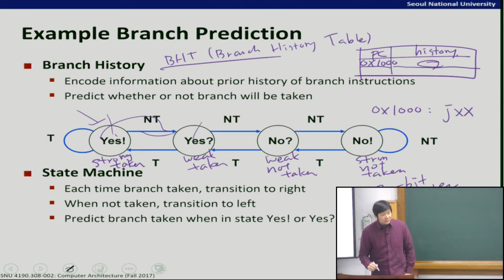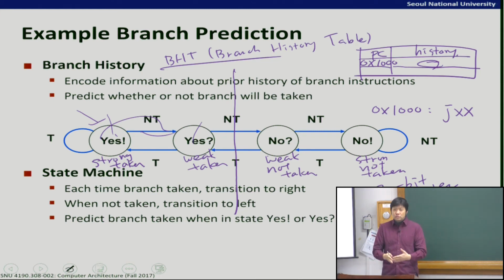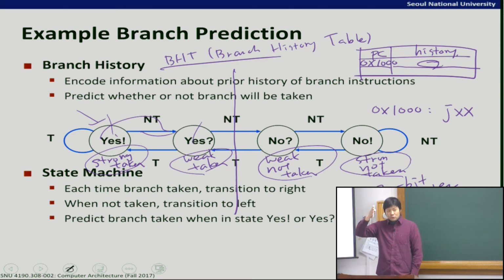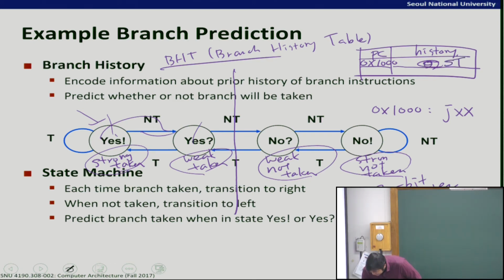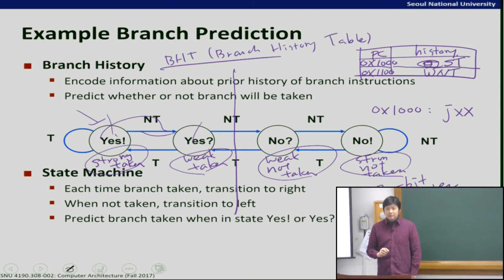Depending on your current state, it makes a prediction. If you draw a line here, and you are currently in one of these two left states, then you predict the next branch will be taken. If you are in one of these two states on your right, then the next branch will be predicted to be not taken. That's why it's called strongly taken, weakly not taken, strongly not taken. The closer you are to either end of this state machine, the higher the confidence. Maybe this one is strongly taken, or maybe the next branch instruction at 1100 is weakly not taken, and so on. Using this information, you make a prediction whenever you hit the same branch next time.